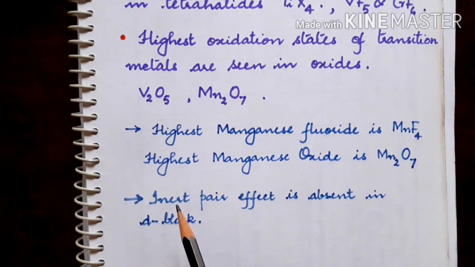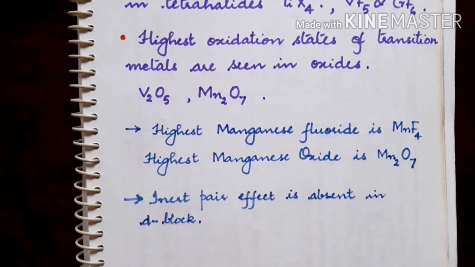Another important point that is relevant in d block is that as we move down the group, the highest oxidation state becomes more stable because the inert pair effect is absent in d block. Whereas in the main block elements, mainly the p block, as we move down the group, the lower oxidation state becomes more stable because of the reluctance of the ns orbitals to unpair. The inert pair effect is totally absent in d block. These are the main points in d block elements.